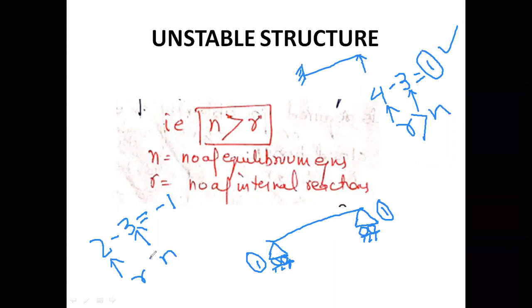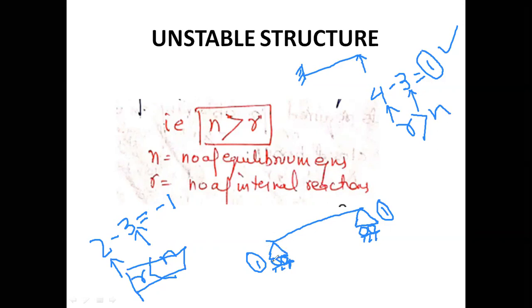But in this case, n is greater than r. So this is a case where we can say the structure is unstable, and literally we can see that if you keep something on two roller supports, any external force will disturb its stability. So we can clearly see this structure is unstable, and we have calculated it using the condition that n is greater than r. If one more external reaction is allowed on the structure, then it will become stable.